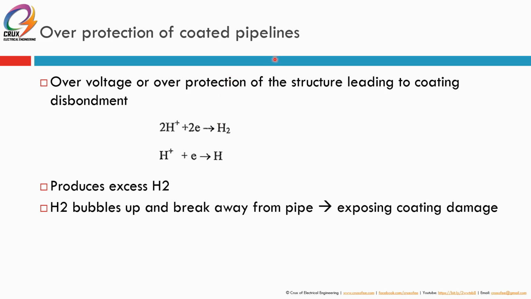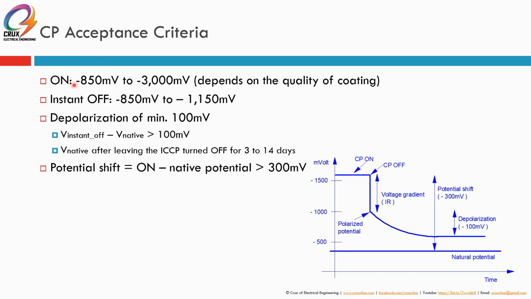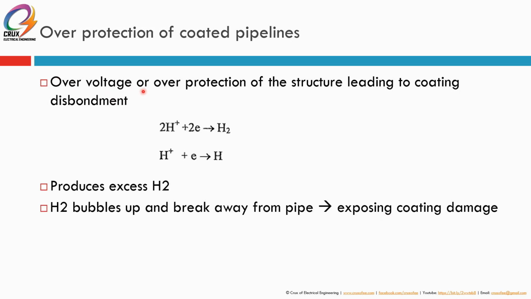So, overprotection of coated pipelines. Overvoltage or overprotection of the structure leads to coating disbondment, which they call the holiday effect. So what do we mean by overvoltage? Like we said, when the ICCP is in the on condition, it must not be more than 3 volts or 3000 millivolts. If there's some area where the voltage is more than 3 volts, it could cause the coating to be disbonded from the pipeline surface.